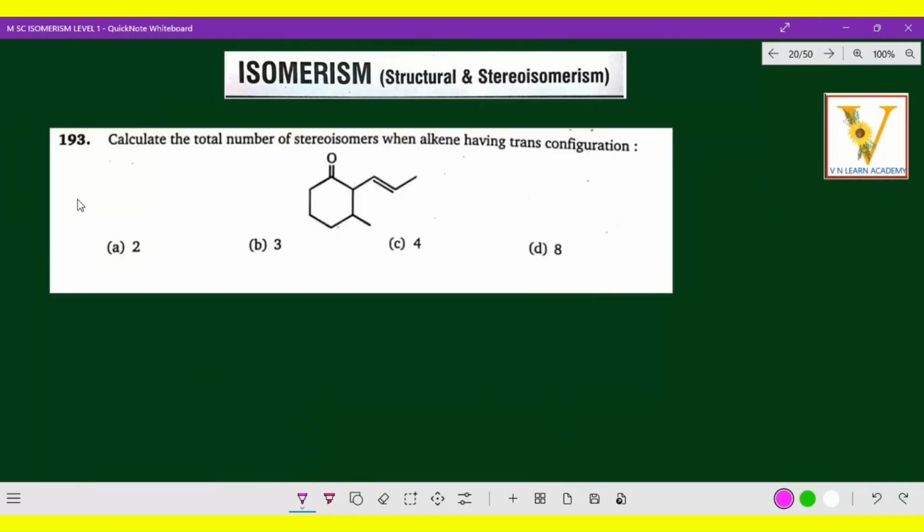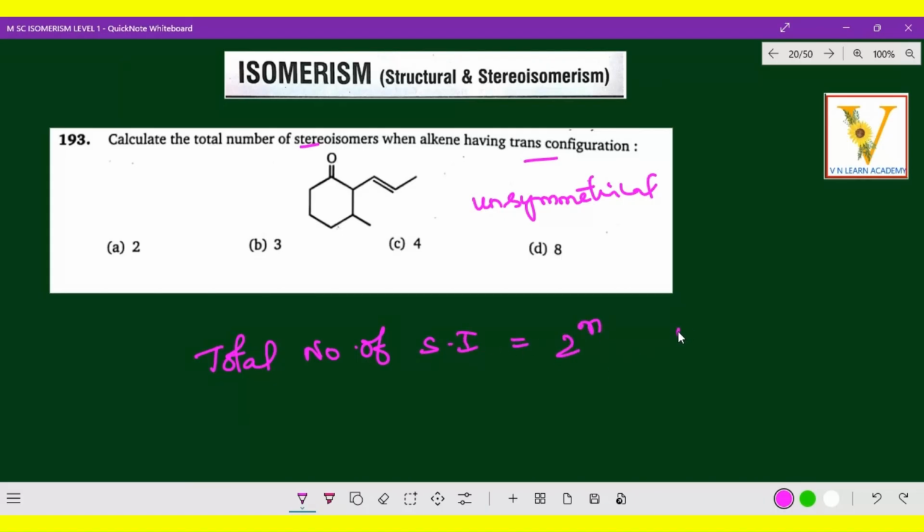As we observe here, calculate the total number of stereoisomers when the alkene has trans configuration. See, here they are asking about trans configuration. First and foremost, let us check how many stereoisomers are possible. This is an unsymmetrical compound. So what is the formula for the total number of stereoisomers for an unsymmetrical compound? It is 2 to the power of n.